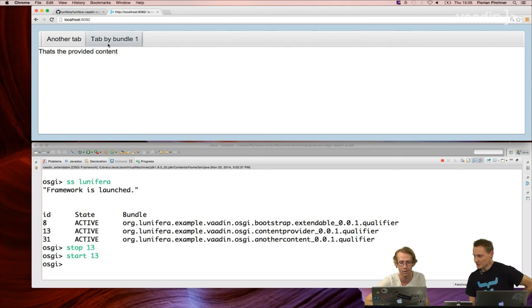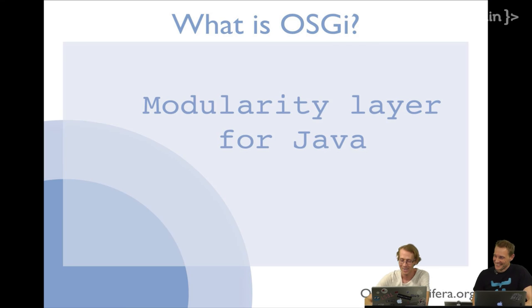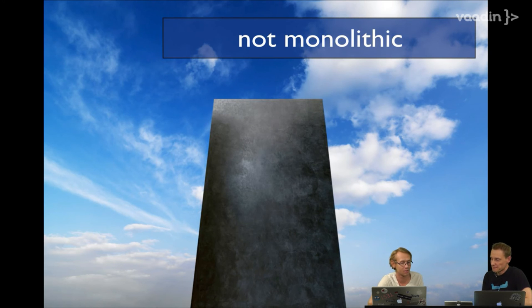So this is OSGi live. I often get asked, what is OSGi? It takes a few sentences to explain what OSGi is about, but it's really simple to show you what OSGi is not. OSGi is not a monolithic system. 10 or 15 years ago, applications were built and became monolithic applications. You couldn't divide them anymore. You had to ship all the systems, but you couldn't ship parts of them to deploy and run them.